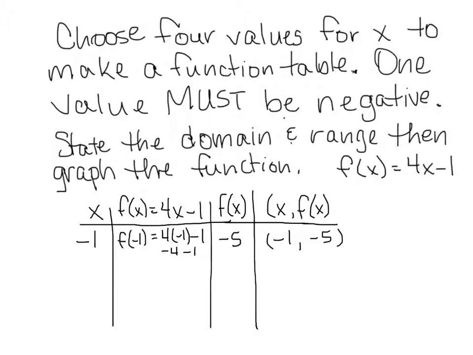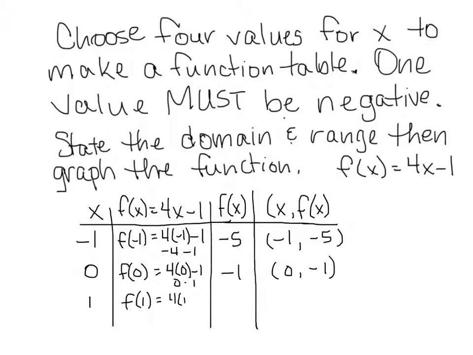Okay, next I'm going to choose 0. I replace x with 0. 4 times 0 is 0. 0 minus 1 is -1. My ordered pair, 0, -1. Next, I'm going to go with the number 1. 4 times 1 minus 1, that's 4 minus 1, is 3. So my ordered pair, 1, 3.